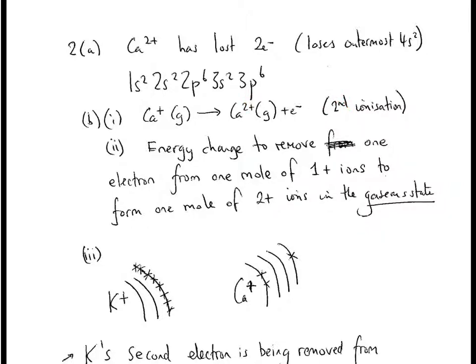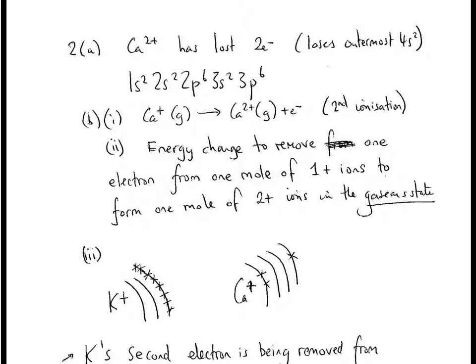Define the term second ionization energy. Energy change to remove 1 electron from 1 mole of 1+ ions to form 1 mole of 2+ ions in the gaseous state, which is an essential term.